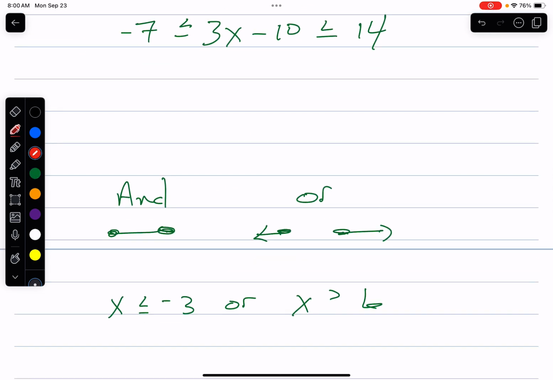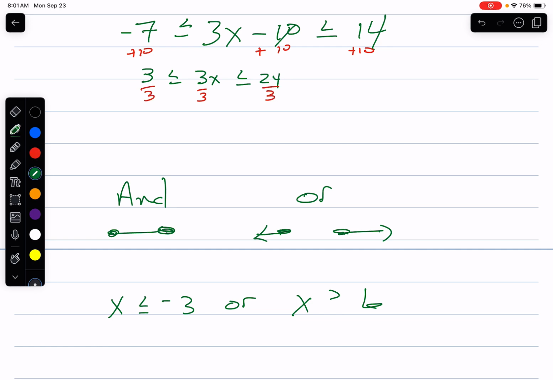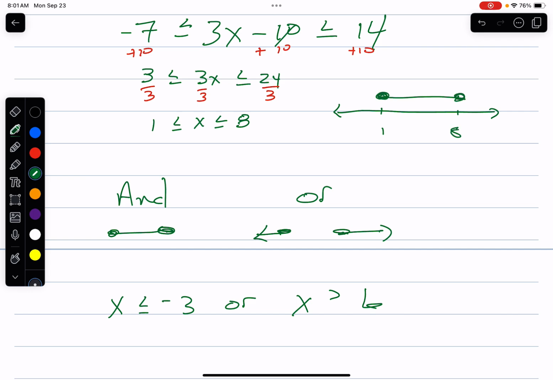Okay, we're going to add 10 to everything. So negative 7 plus 10 is 3, less than or equal to 3 times x, less than or equal to 24. Okay, then I'm going to divide by 3. Divide everything by 3, and I'm going to have 1 less than or equal to x less than or equal to 8. And x is between 1 and 8, so my graph would look like that.